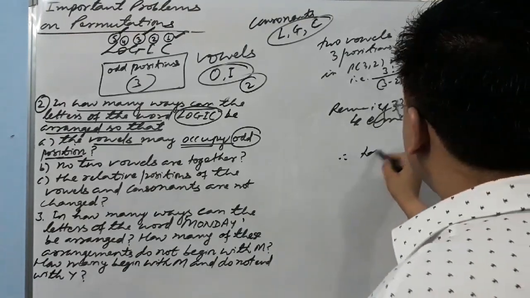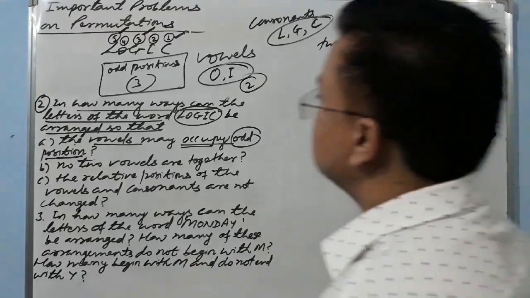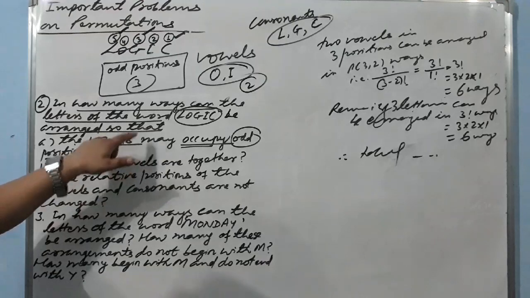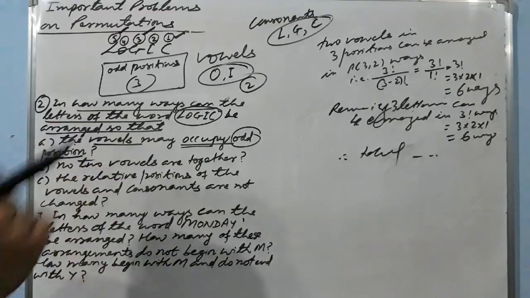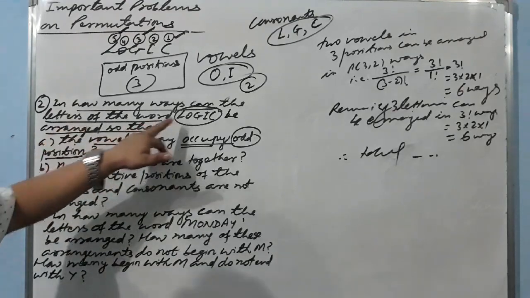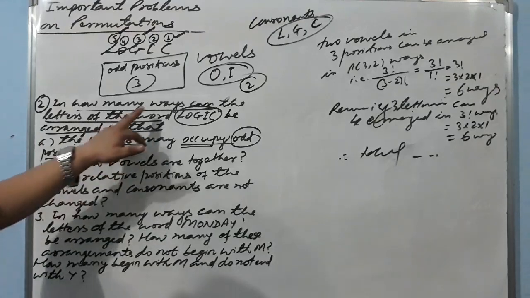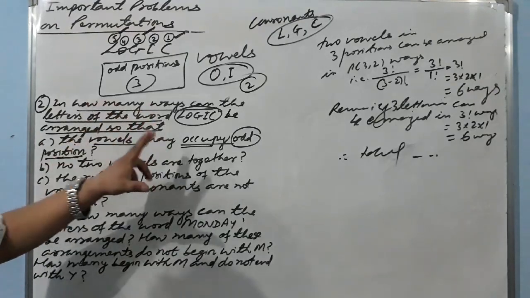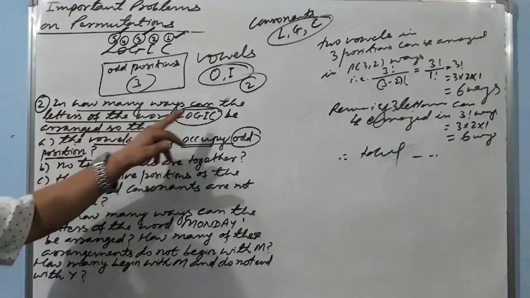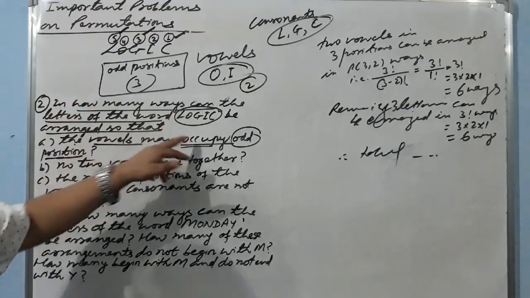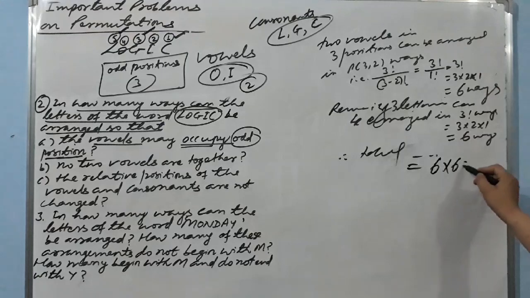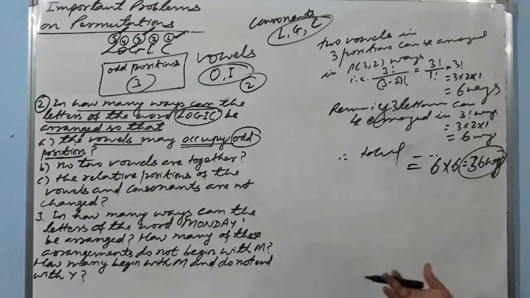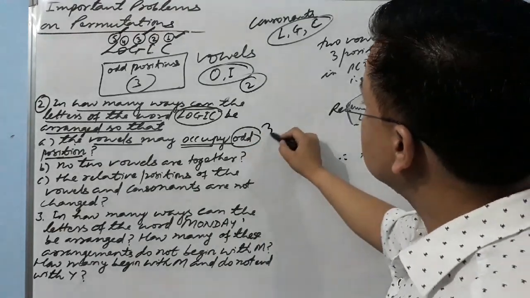Now you can write down the answer of this question. Till now we have just completed the first part of the second question. What is the answer? Arrangements of the letters of the word LOGIC in which the vowels occupy odd positions is equal to 6 times 6, so 36 ways. So 36 ways we can arrange. That is the answer of this.